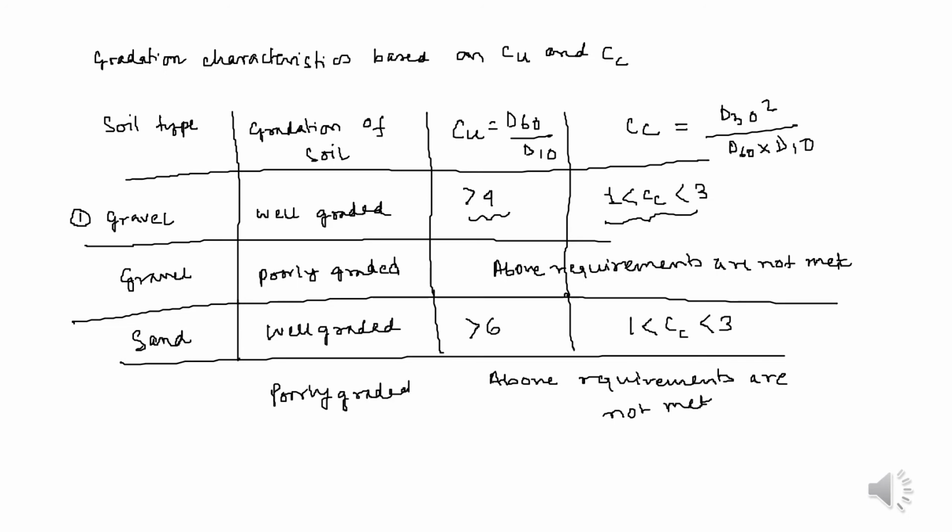Right? So these grain size distribution curves, defining Cu and Cc, are more useful for coarse grain soil than for fine grain soil. For fine grain soil, usually we use Atterberg limits as the more perfect index property in classifying or describing them, which we will see later in another lecture.